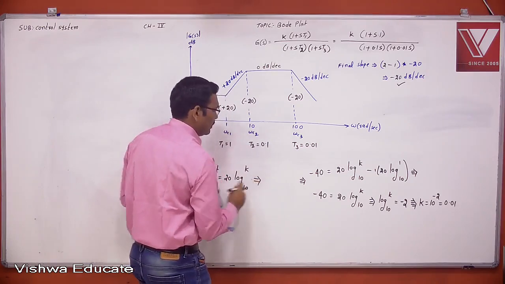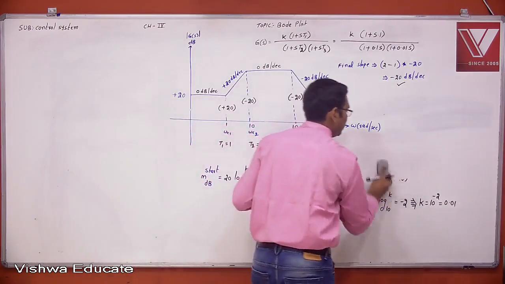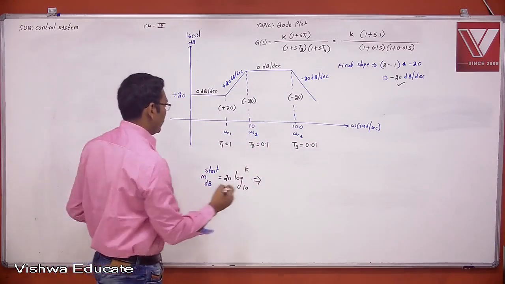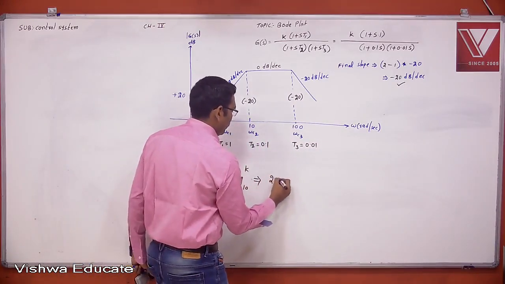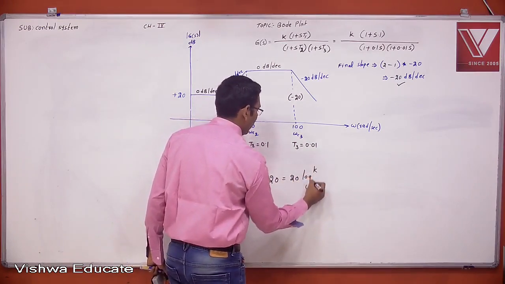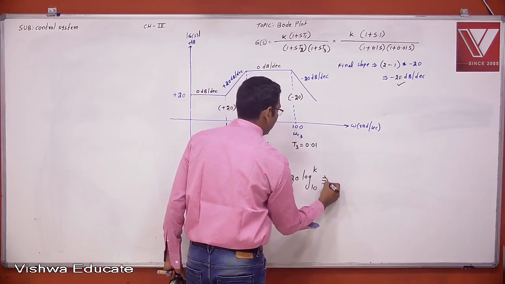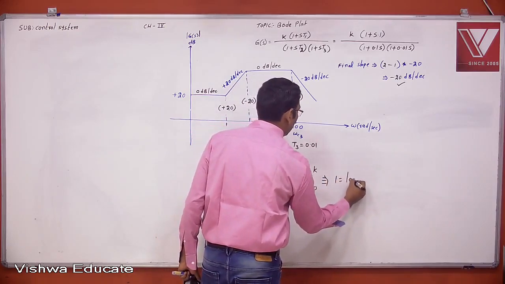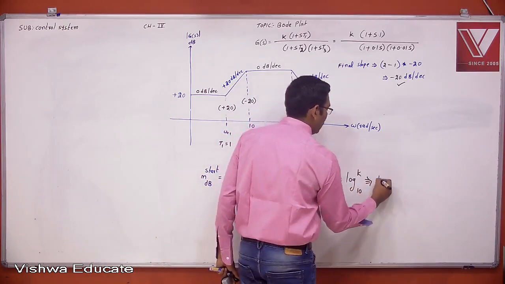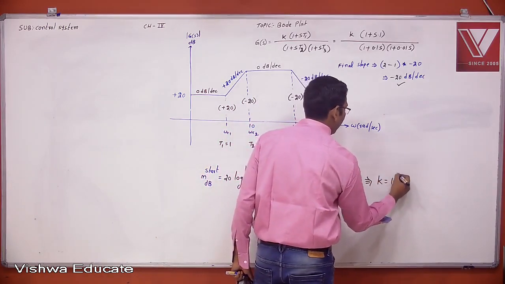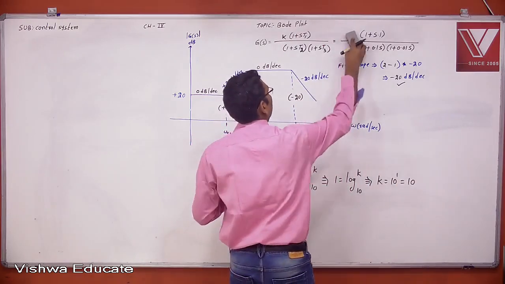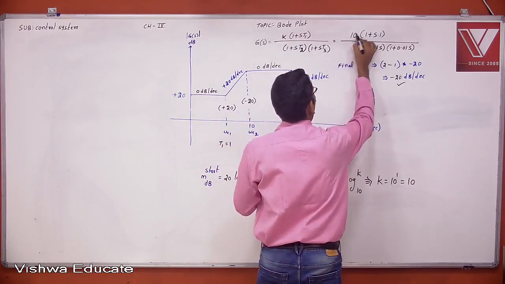Directly, the starting magnitude is already given: 20 equals 20 log k base 10, which gives 1 equal to log k base 10, so k equals 10 power 1, which is equal to 10. Therefore, the system gain k is equal to 10.